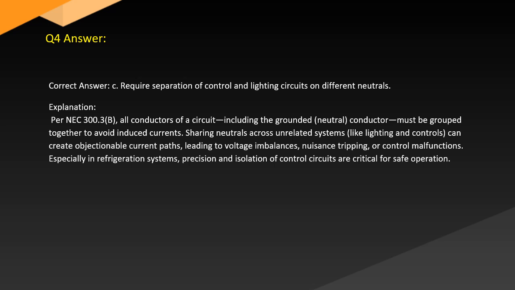Answer. Correct answer: C. Require separation of control and lighting circuits on different neutrals. Explanation. Per NEC 300.3(B), all conductors of a circuit, including the grounded neutral conductor, must be grouped together to avoid induced currents. Sharing neutrals across unrelated systems like lighting and controls can create objectionable current paths, leading to voltage imbalances, nuisance tripping, or malfunctions. Especially in refrigeration systems, precision and isolation of control circuits are critical for safe operation.